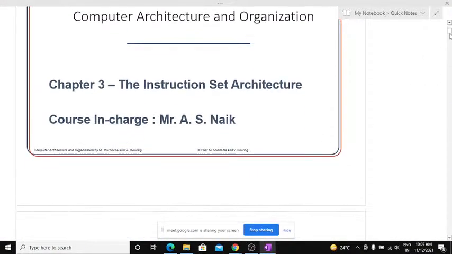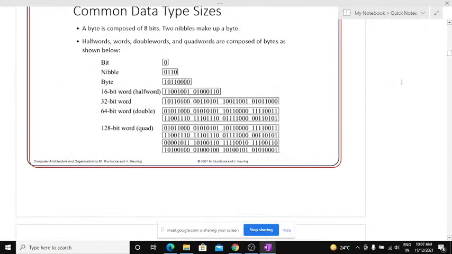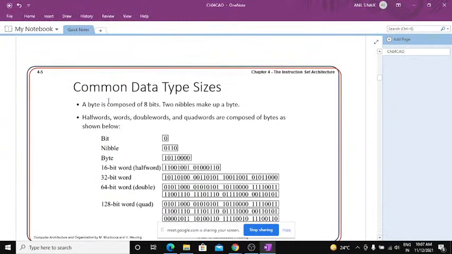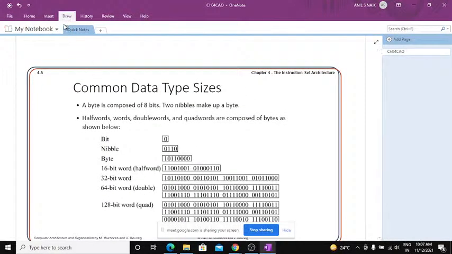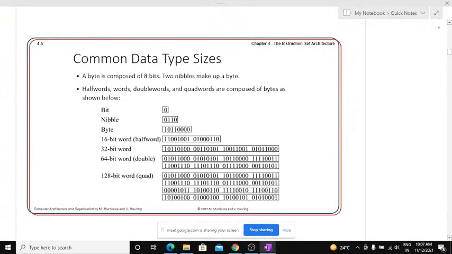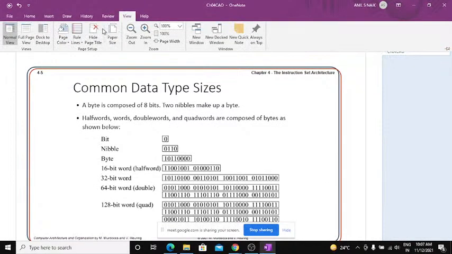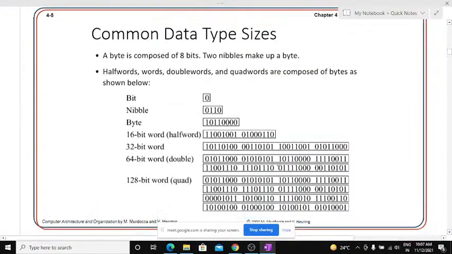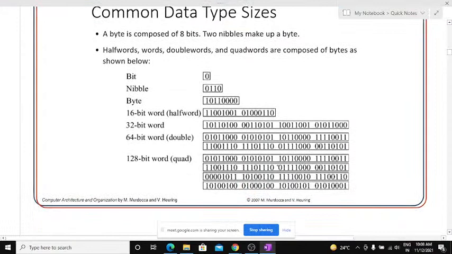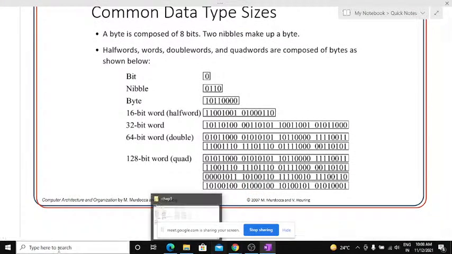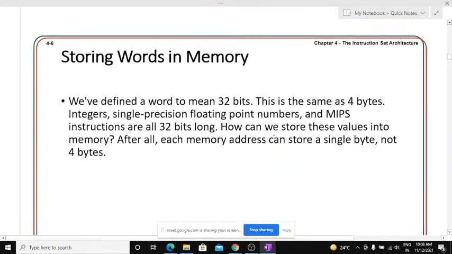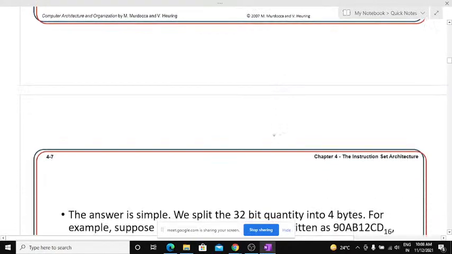Yes, let me know, is my screen visible? Anyone, unmute. Actually, my screen is covered. Okay, full screen mode is there. Just unmute and say yes. Yes, sir, yes.